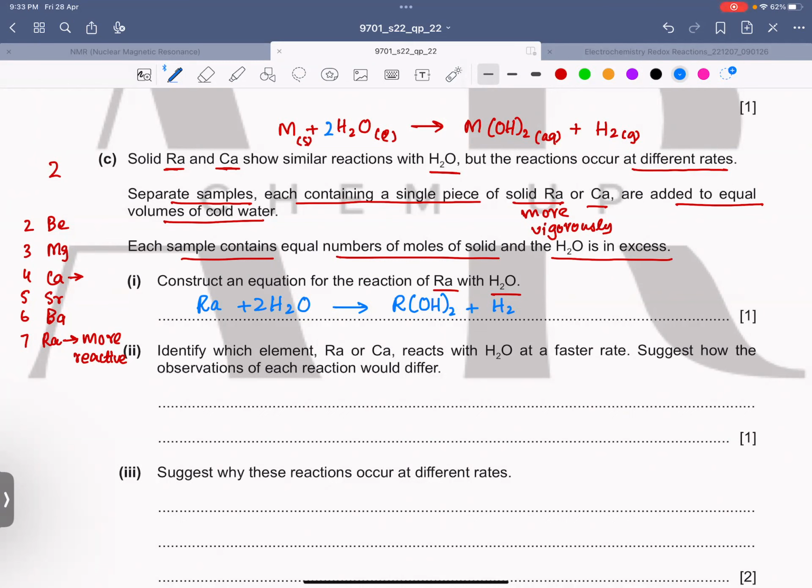Sir, in every group, down the group, reactivity increases, right? No. In metals, down the group reactivity increases. In non-metals, down the group reactivity of their elements decreases. Okay, fine, right.